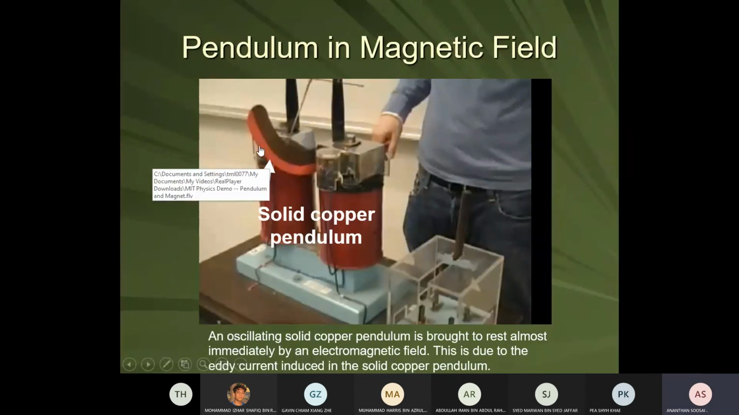In this pendulum, when this copper plate oscillates between the magnet, what happened? The magnet experiences damping. What is meant by damping? Reduction in the energy of the oscillating system. Why does it lose energy? Because the conductor generates eddy current. Okay, what is meant by eddy current?